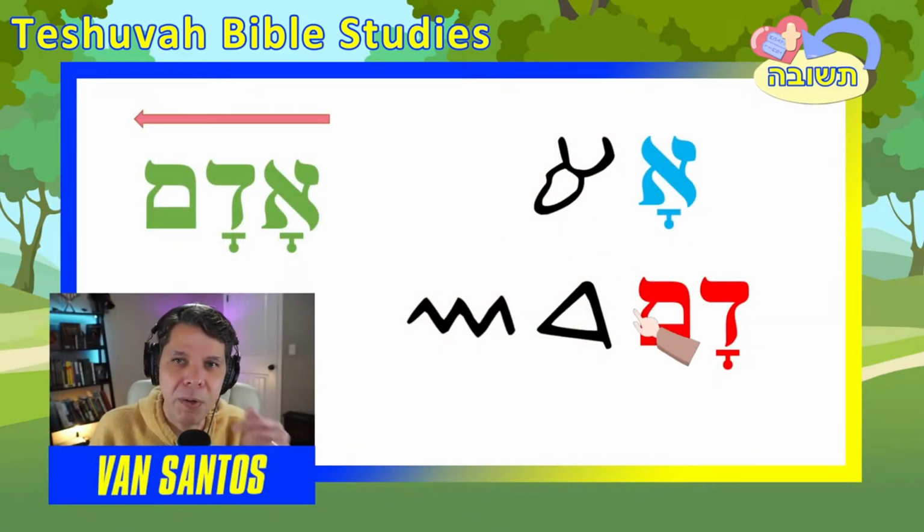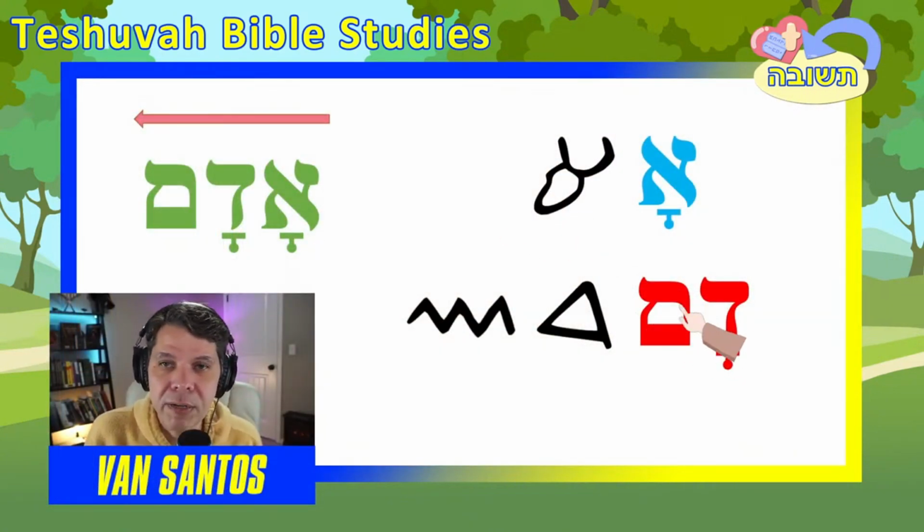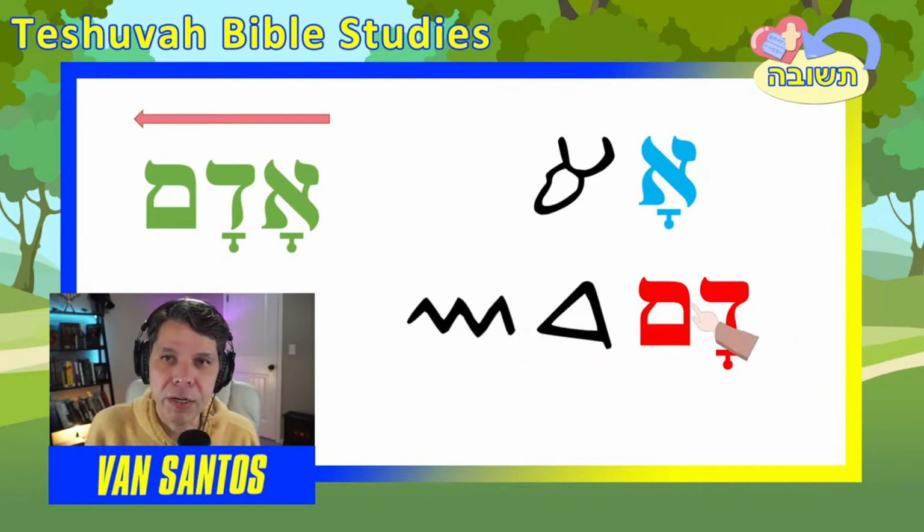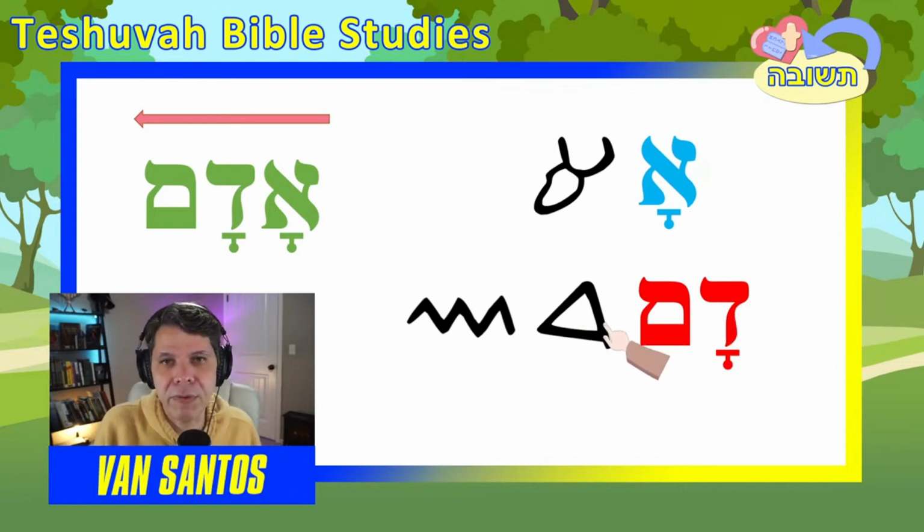So a quick recap, right? We were talking about how the word dam, which is the word for blood, has two symbols, two pictographs. If we're going to go forward to backwards, we should be talking about the dalet first, but I'm going to go from the left to the right. So we're going to talk about the mem right now, which is a symbol of waters or liquid, and we're going to look at that closer. And then we're going to talk about the dalet.